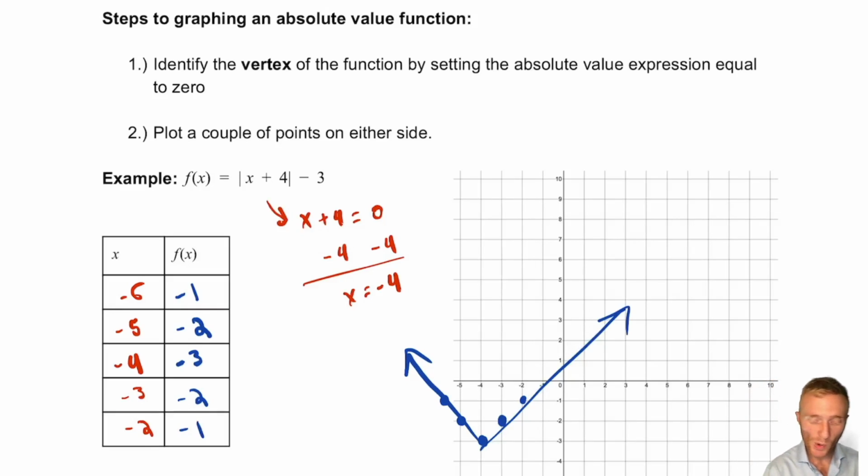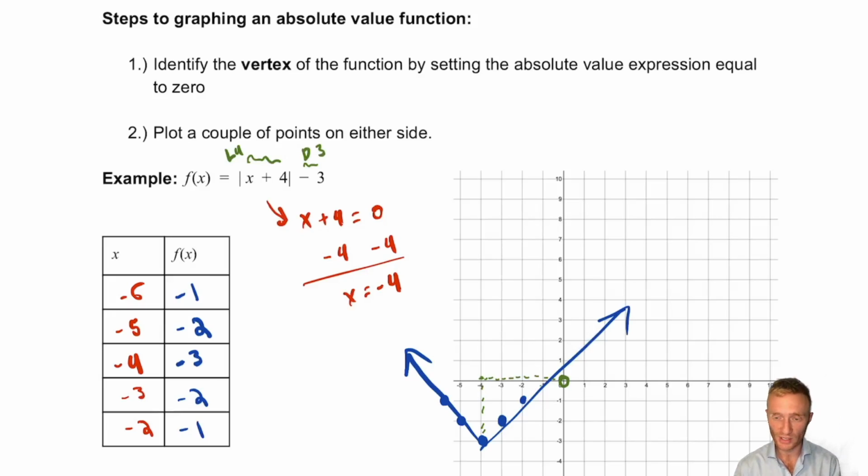You're going to start to get to the point where you're just seeing the patterns, and we'll talk about this more when we talk about other functions. This is the absolute value function shifted left 4 spaces and down 3. You don't need to memorize that right now. What I want you to focus on is finding the vertex.